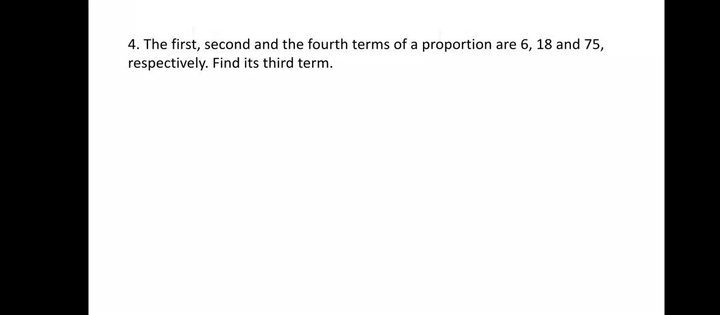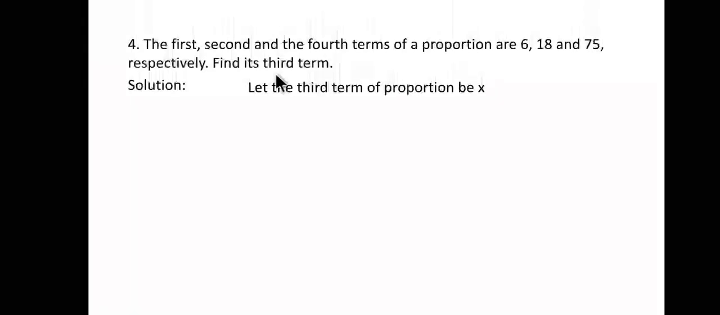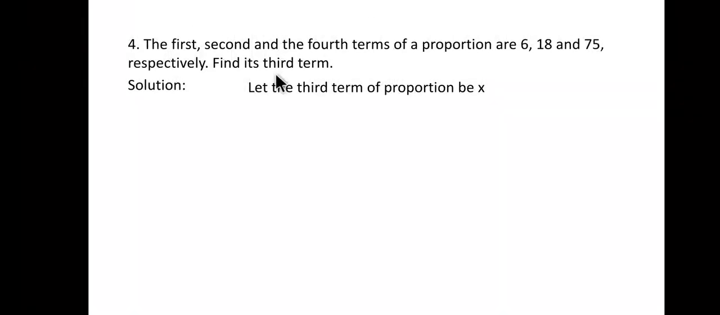Find its third term. So, here the first term is given, that is equal to 6. Similarly, second is 18 and the fourth one is 75 and the third term is missing. So our task is to find the third term. So let's assume the third term to be x. So let the third term of proportion be x.